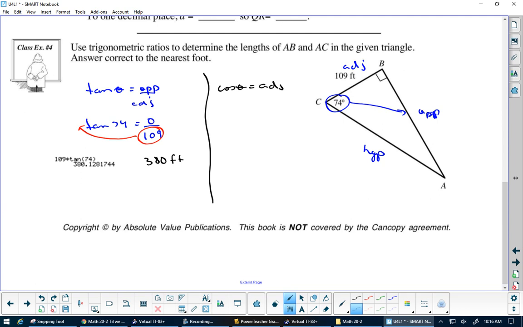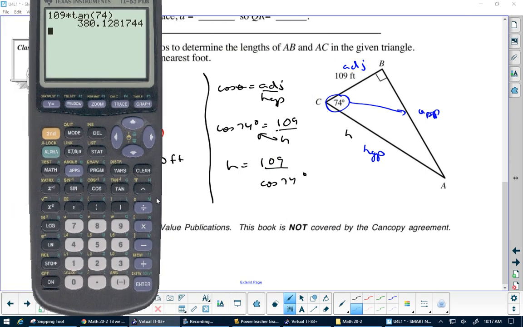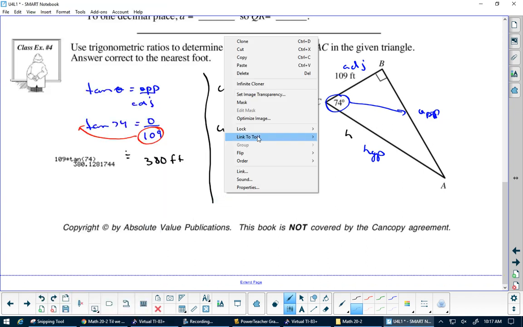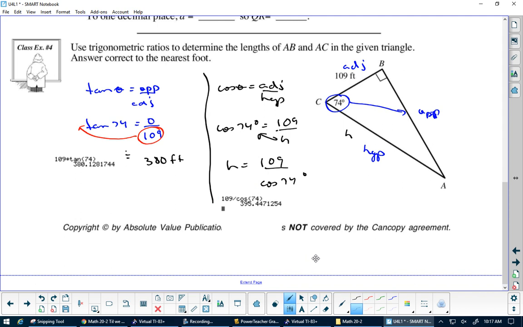Cos theta equals adjacent over hypotenuse. Cos 74 degrees equals adjacent, 109 feet, over hypotenuse, which we can just call h. Okay, now these two will trade. So h will equal 109 over cos 74 degrees. So let's try it. Clear this. 109 divided by cos 74 is 395 feet. Let me just take a screenshot of this so people can see how I put it in my calculator. So h equals 395 feet.